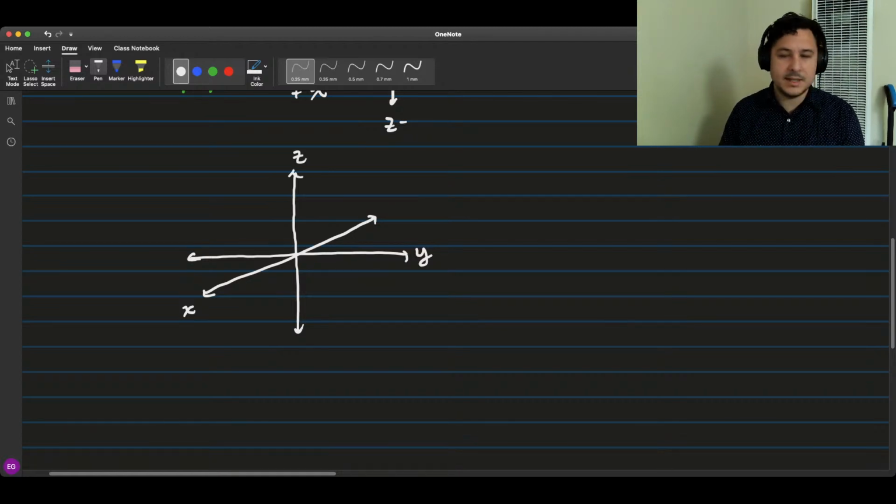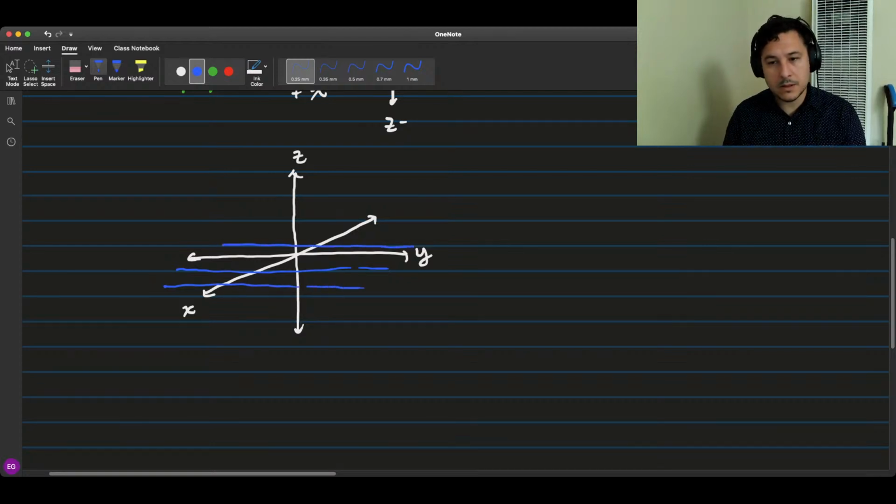Normally you put the X, the Y, and the Z in the positive direction. Okay, so I'm going to draw some lines which are parallel to the y-axis. Does everyone see my lines parallel to the y-axis? And now I'm going to draw some lines parallel to the x-axis.